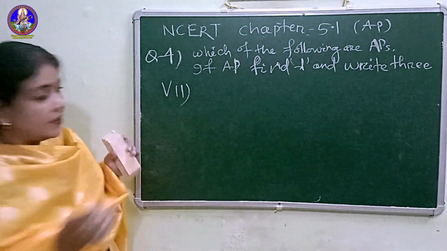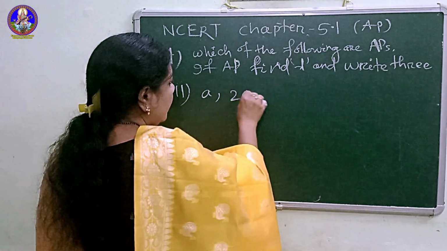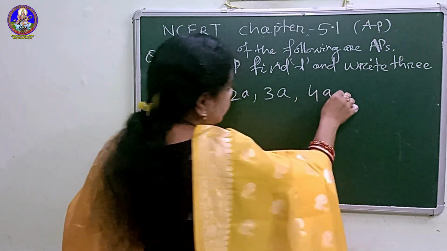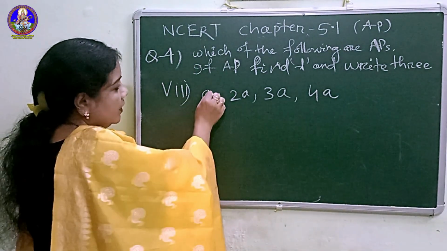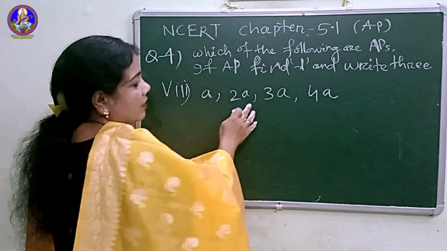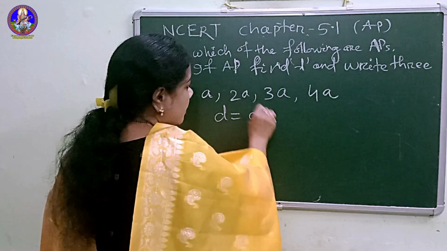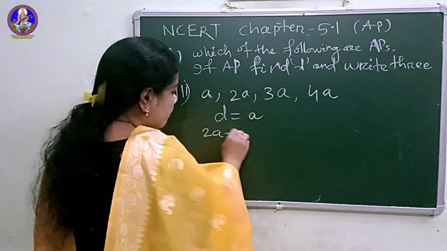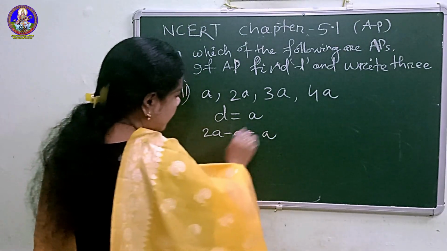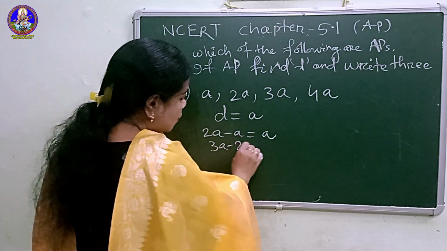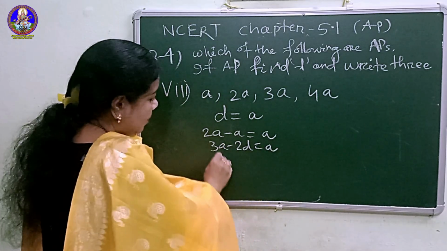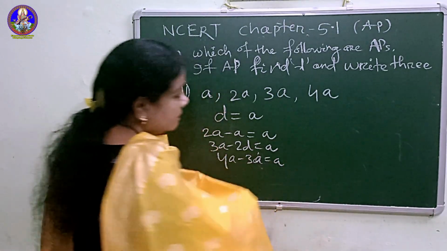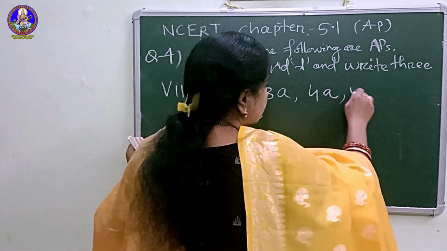Next to solve: A, 2A, 3A and 4A. So A is the first term. Everywhere the difference is A, because 2A minus A is equal to A, 3A minus 2A is also A, and 4A minus 3A is also A. The next term will obviously be 5A.